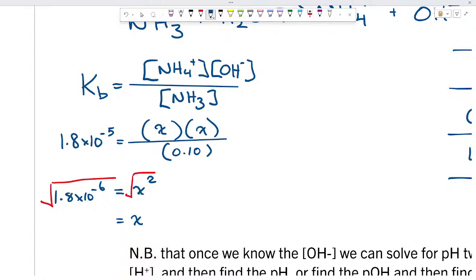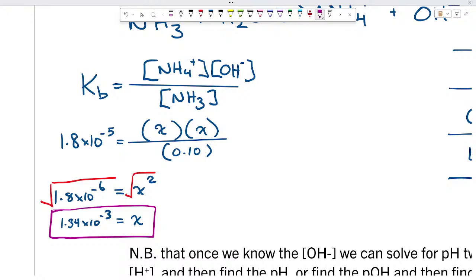Oh, and it should be times 10 to the negative 3 anyway. Times 10 to the negative 3. 1.34 times 10 to the negative 3? Huh. Yeah, not what I was expecting. But you know what? That's okay, team. All right. So there we go.